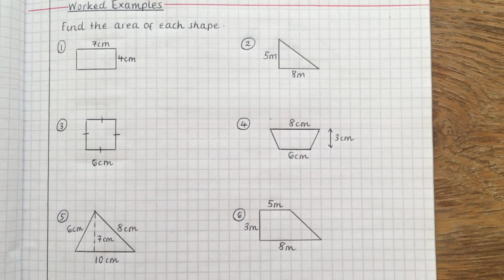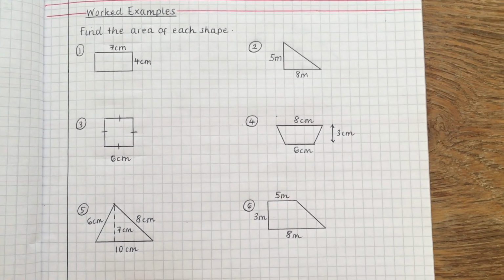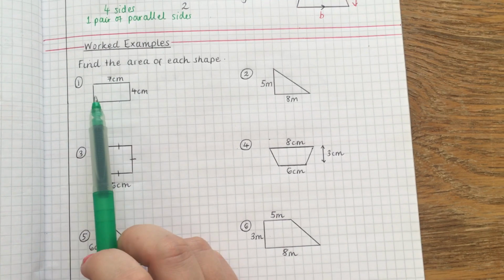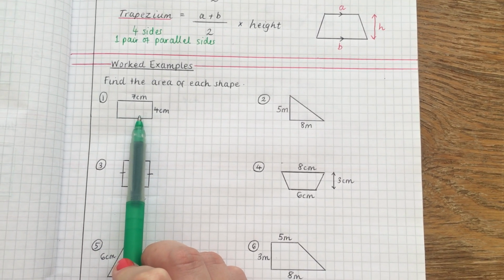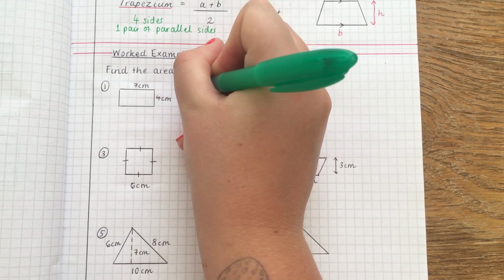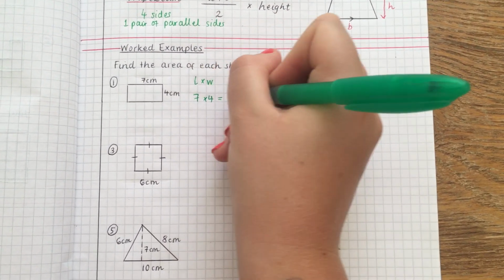Okay, so we've got 6 questions we're going to work through together, and then you're going to do 6 questions on your own to practice. So the first shape, what we need to do first is just identify what shape it is. That's clearly a rectangle. Now, the formula for a rectangle is length times width. So all you have to do is 7 times 4, which is 28.